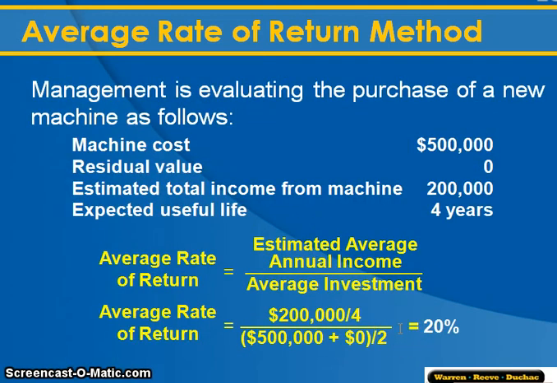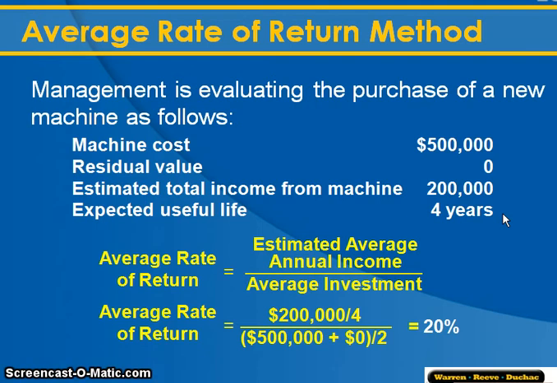Looking at this with the information given to us here, the machine we're looking at buying costs $500,000 and the residual value is 0. That's your denominator here, your average investment: $500,000 plus 0, divided by 2. And the total income that's going to come from this machine is supposed to be $200,000. But that's over 4 years. So the total income this machine is going to produce over the next 4 years is $200,000 divided by 4 years. All right, so $50,000 a year.